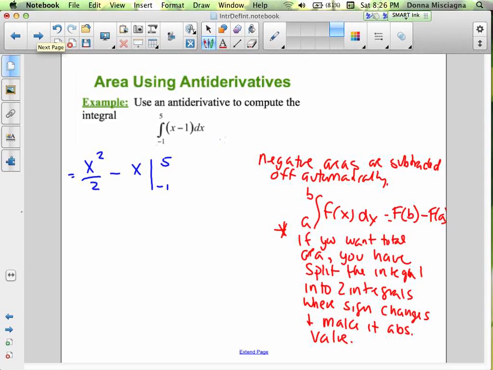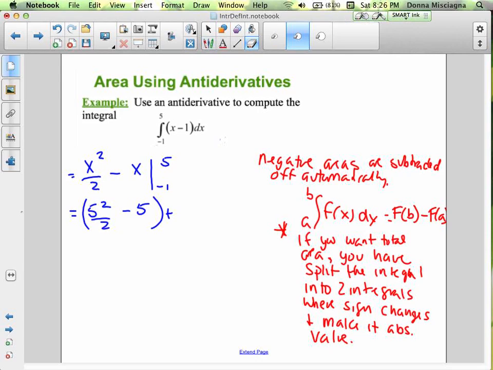All right, so we have 5 squared divided by 2 minus 5. Put that in parentheses. And then, oops, my hand is going faster than my brain here. And then minus, we're going to plug in the negative 1. And the negative 1 is squared because all of x is squared. So negative 1 squared over 2 minus negative 1.